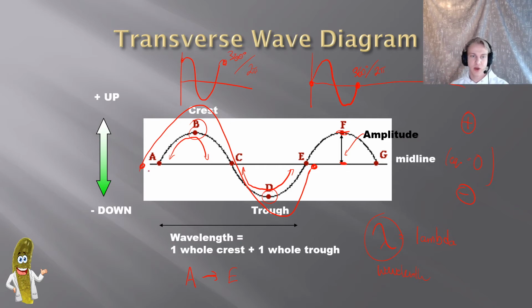And so similarly with our crest and trough, one whole crest plus one whole trough equals an entire wavelength. And usually we're concerned about the measurement from this point here up until this point here. We want to know what that distance is.